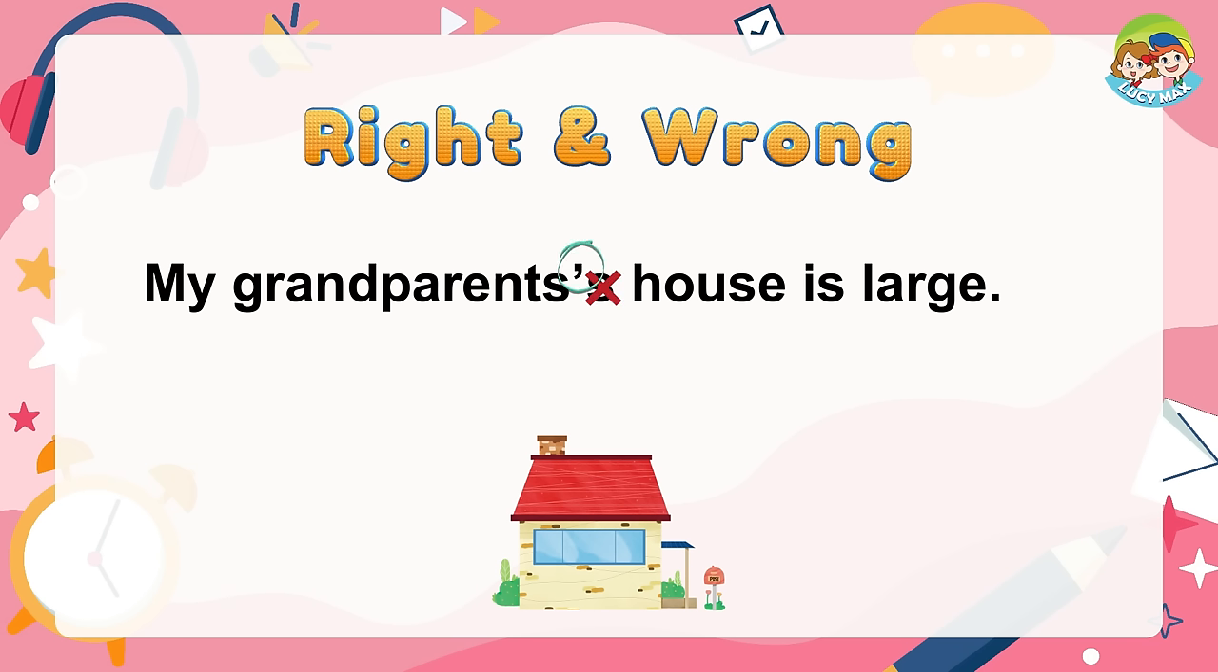I doesn't have a computer. We don't use doesn't with I. We use don't. The new sentence should be, I don't have a computer.